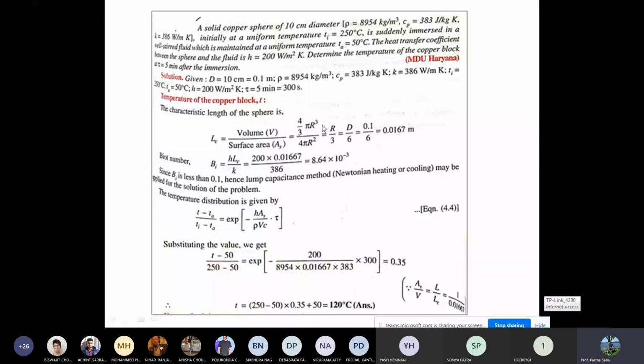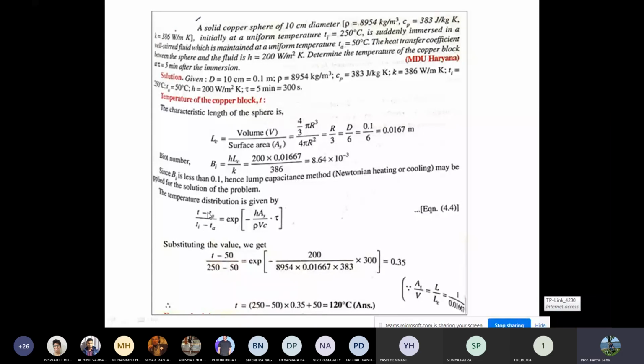You can write R by 3 also, but again we have R by 3 or D, so that is becoming 0.0167 meter. Check the Biot number hLc by k, whether it is less than 0.1. It is less than 0.1, that is 8.64 into 10 to the minus 3. Since the Biot number is less than 0.1, the lumped capacitance method, or the Newtonian heating and cooling method, may be used for the solution. Temperature distribution is given by (T minus T∞) over (Ti minus T∞) equals exponential of minus hS over ρVc times τ.